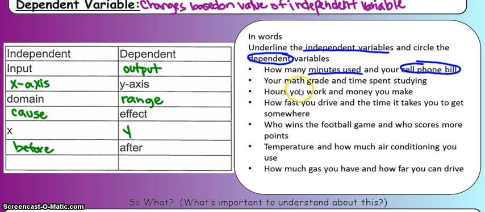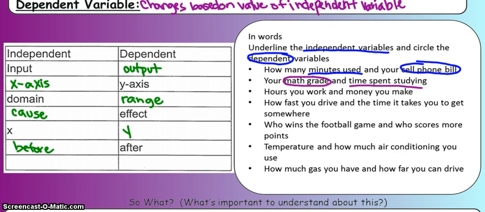Okay, your math grade and time spent studying. So does this work as in I say you get a 4 and then you're going to spend so much hours studying, or do you spend time studying and then I say, oh, you did good on your test, you get a math grade? Yep, that's usually the way it works. So usually, depending on the time you study, you get a better or worse grade.